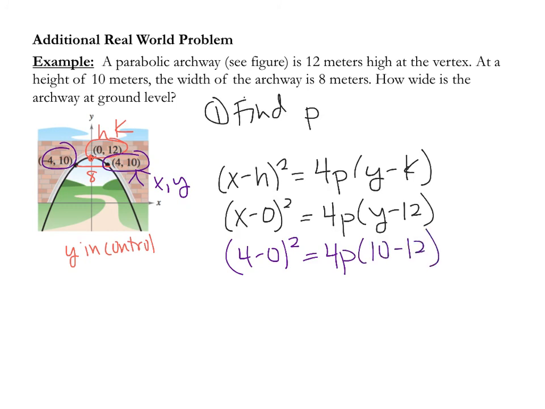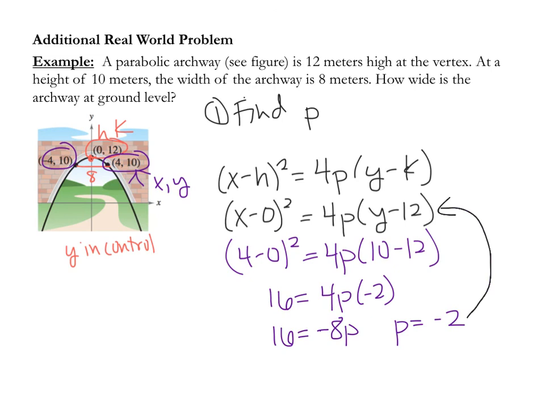And we're just going to solve this equation. This is going to be 16 on that side because I'm going to do 4 squared. And then we have 4p times -2. So we get 16 is equal to -8p, which means p is equal to -2. So now I'm going to take that and plug it into this equation. So I have an official equation here. It's going to be x squared equals -8 times y minus 12.